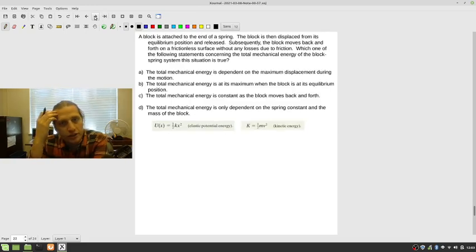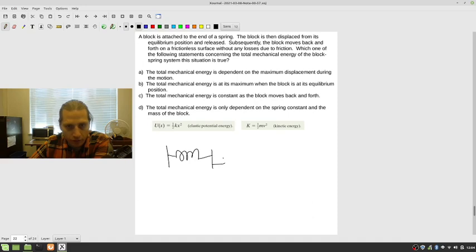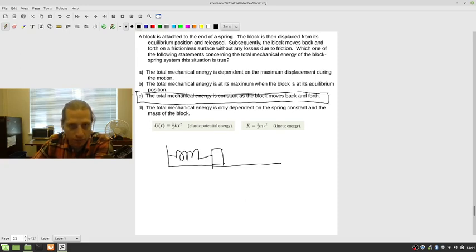So, for instance, here's just a multiple choice question, and the idea is you have a block on a spring. So there's your spring, here's your block. You stretch it out, and in this physics world where there are no frictional forces, they say ignore that. This block will just go back and forth and back and forth forever. And the thing that we want to emphasize here is that the total mechanical energy is constant as the block moves back and forth.